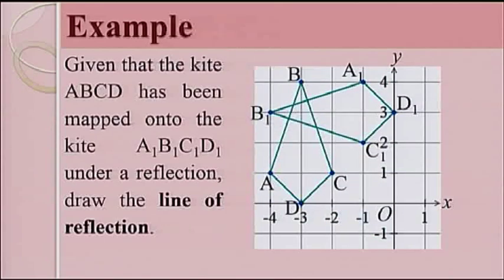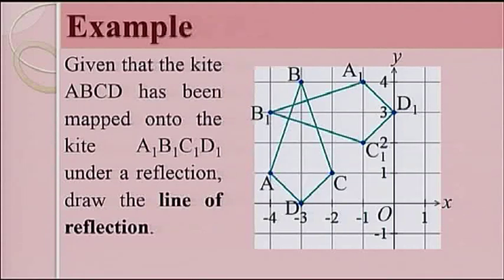Now, this example, you're given a kite, right? So the kite ABCD has been mapped onto A1, B1, C1, and D1. Okay, so you are asked to draw the line of reflection. When you look at it, it looks rather messy, right? Well, you can get something like that for the exam, so better you know how to do it. Well, what do we need to do?